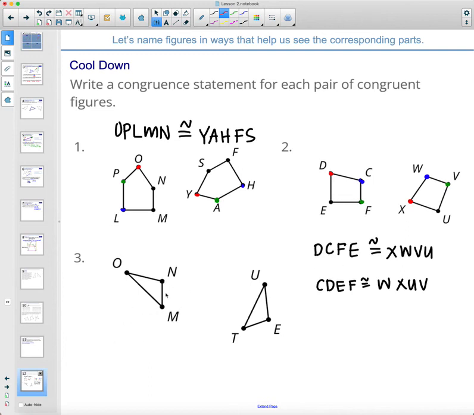All right, so we've got this shorter segment here, NM, so I'm going to match M with T, N with E, and then you've got U. So I'm going to go M, N, O, congruent to, and we know this is a triangle, so we can put a triangle out front here. Triangle MNO with TEU.